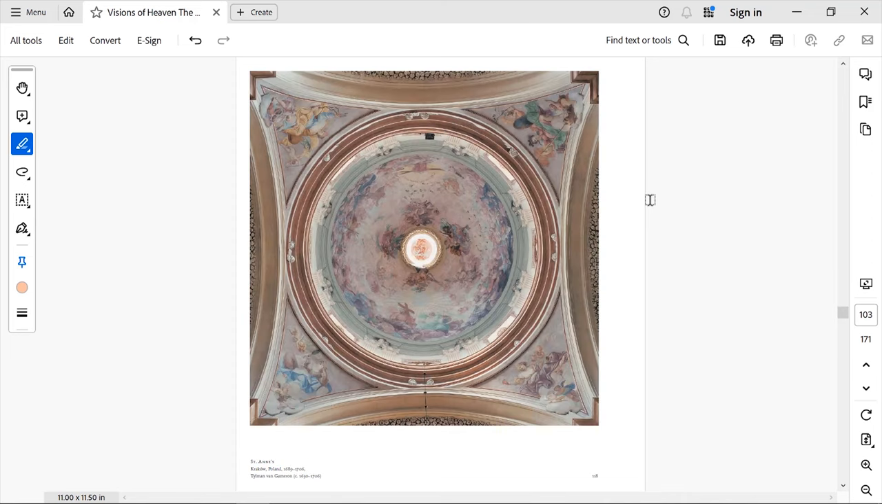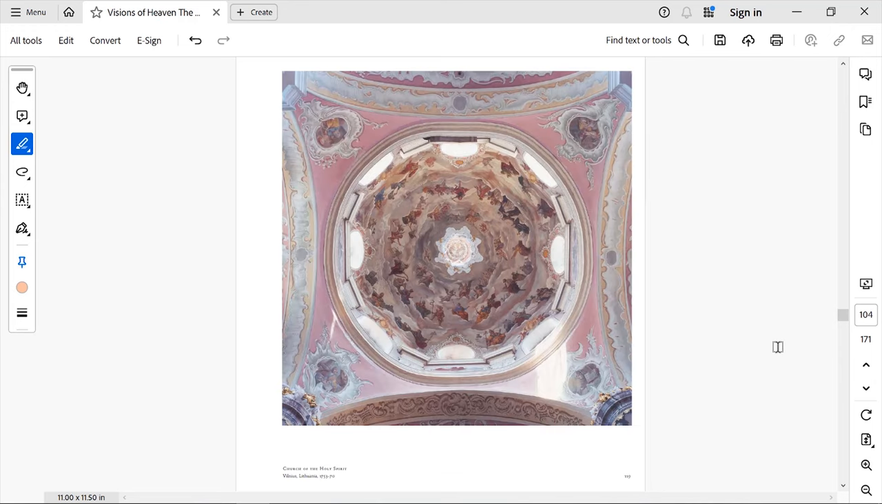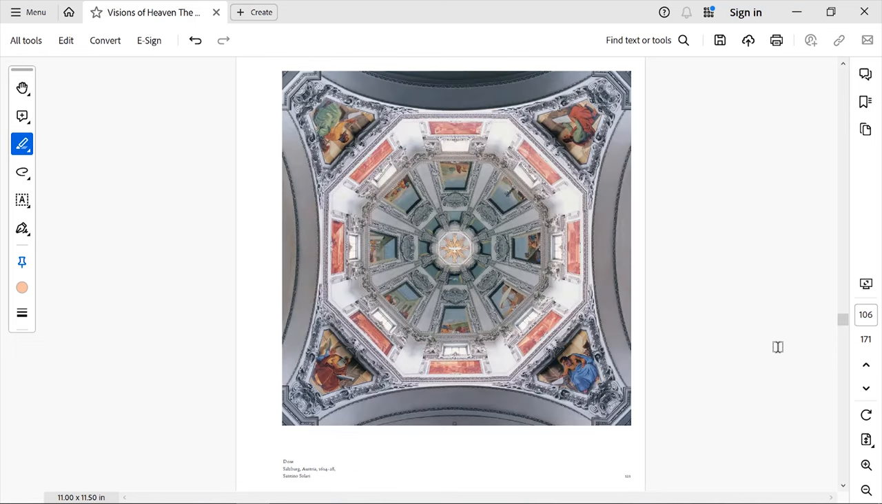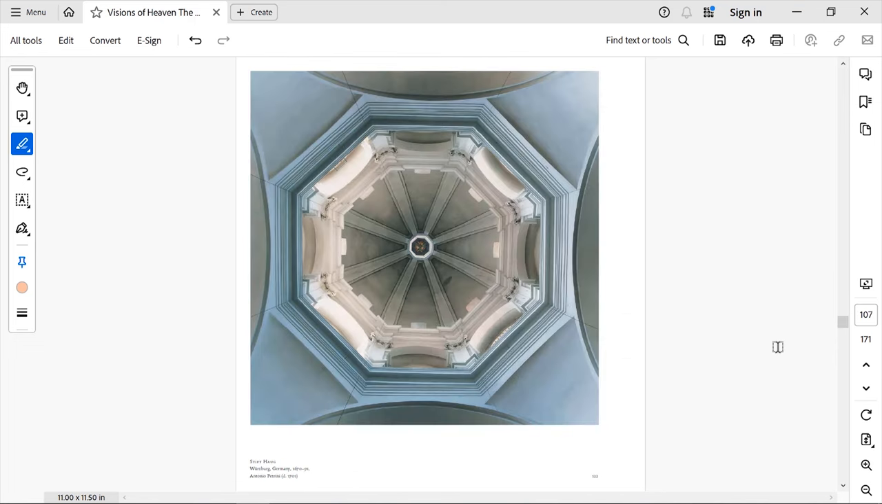So I'm gonna move faster. Oh, see, Poland, I'm telling you, most of the churches that I went in Eastern Europe are very underrated. I mean, these are really pretty and very well designed.